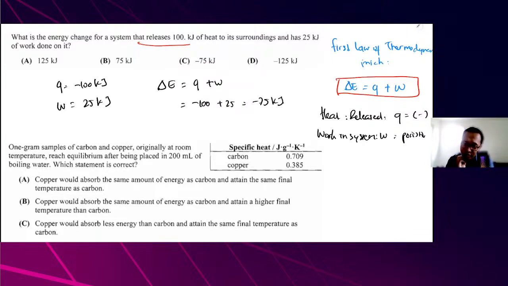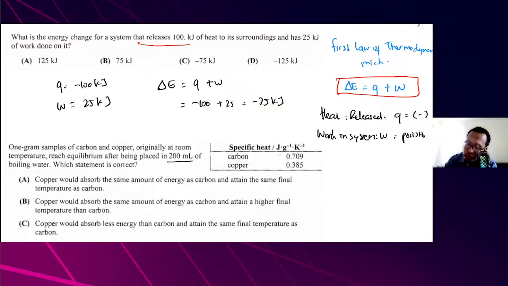All right, so number 2. A 1 gram sample of carbon and copper, originally at room temperature, reach equilibrium after being placed in 200 milliliters of boiling water. Which statement is correct? Now we need to solve this problem. We need to get more detailed information over here. First things first, we have information about the volume.